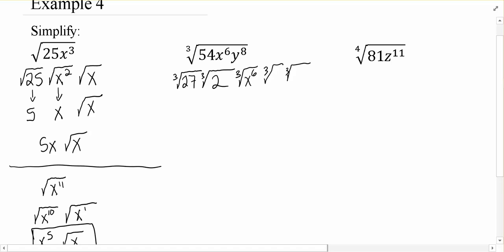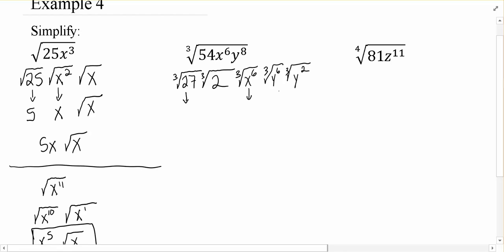And when it comes to the y's, for y to the 8th, I again am looking for a power that's divisible by 3. So I'm going to use y to the 6th as a power divisible by 3. And when I say, hey, what's left? I've got y squared left because 6 plus 2 gets me up to 8. So I have y to the 8th. All right, so that's the break it up step. Now let's do the take the radical step.